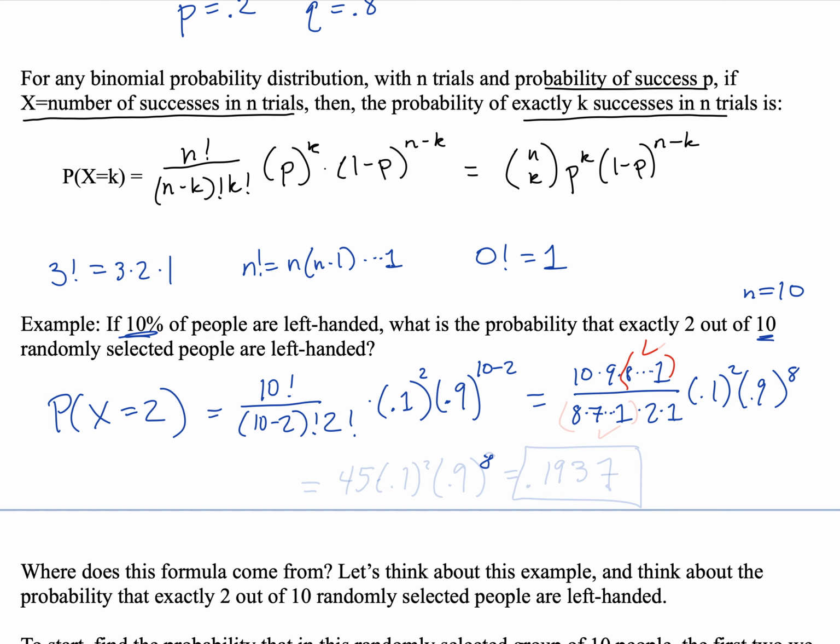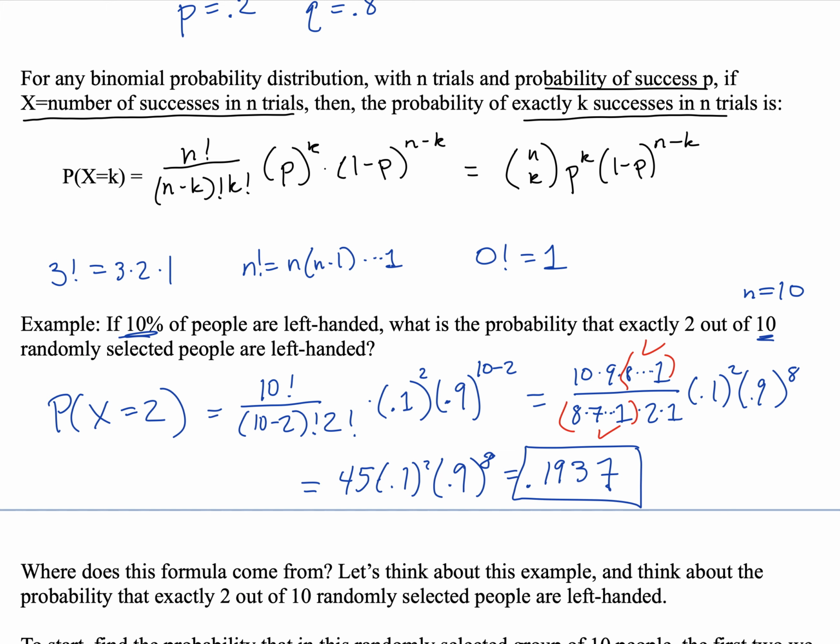8 times 7 times 6 times 1, and so on, is in both pieces. So those cancel out with each other. And we're left with 10 times 9 over 2, that's 45, times still 0.1 to the second power times 0.9 to the 8th power. And if we multiply that out in a calculator, we'll get 0.1937 is the probability of having exactly 2 left-handed people out of a group of 10 randomly selected individuals if 10% of people are left-handed.